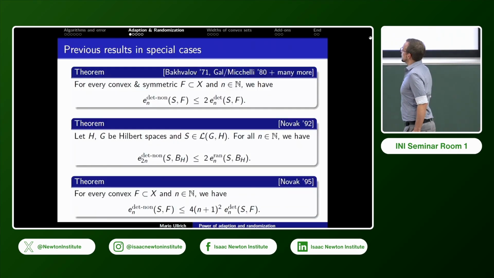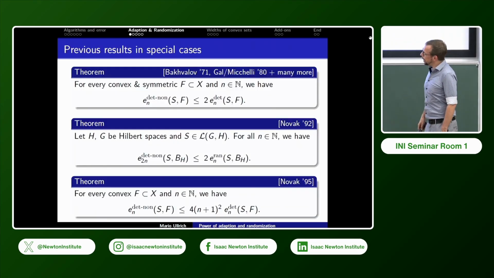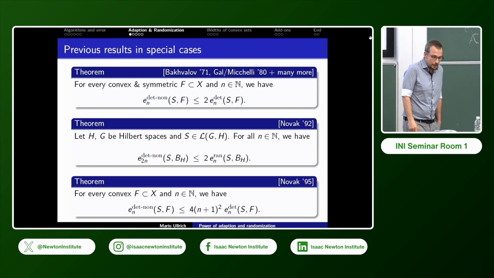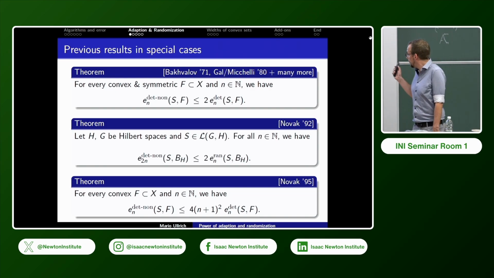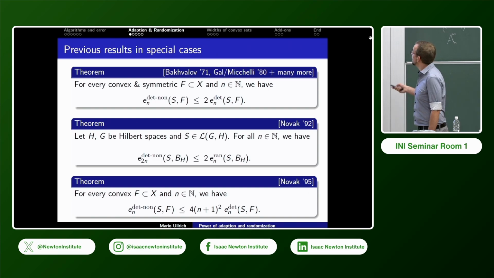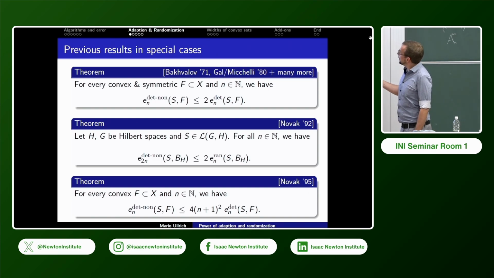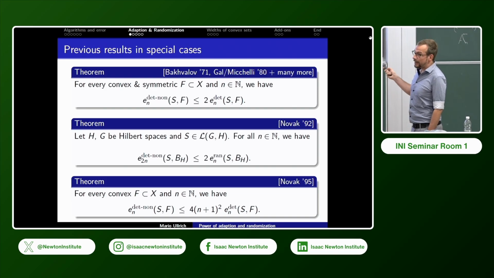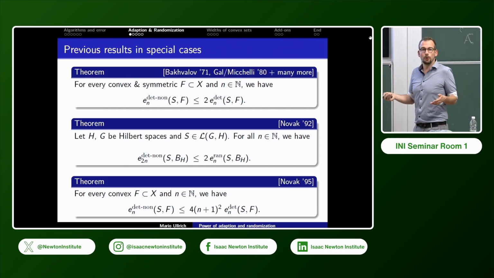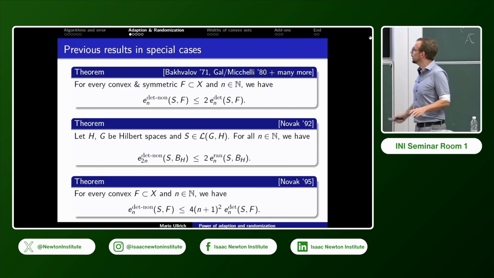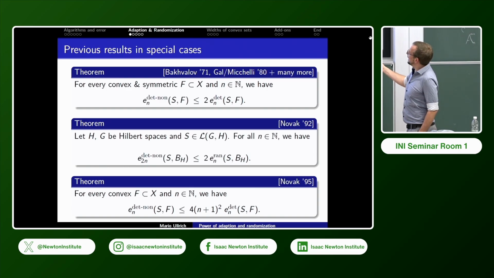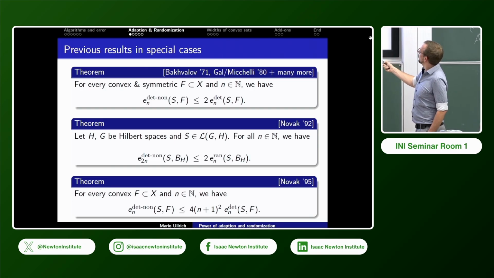Okay, so here are some previous results, which show that the whole problem is old, and there was some progress already many years ago. Already Bakhvalov in '71 noticed that if the input class F is a convex and symmetric set, you might think of a unit ball in the Banach space, if you want, you can think all the time of the unit ball, and if this is convex and symmetric, then adaptation does not help. Gal and Micchelli, I think, were the first who proved that in the generality here.